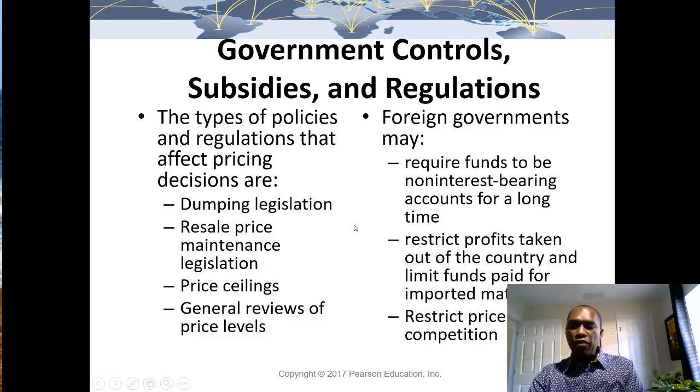Foreign governments may require funds to be in non-interest-bearing accounts for a long time, restrict profits taken out of the country, and limit funds paid for imported material. So I mentioned that before. That's called repatriation of capital. It kind of prohibits you from taking money out of your bank account and sending it back overseas. Again, it creates price shocks.